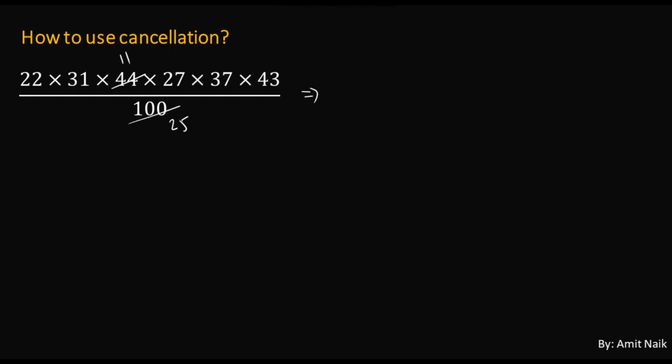So by doing this, my calculation has been reduced. Let us see how. 22 divided by 25. Now here, I'm going to directly use the negative remainder. Why? Because the positive remainder is going to be plus 22. Instead, I'll go for the negative one, which is minus 3, right?